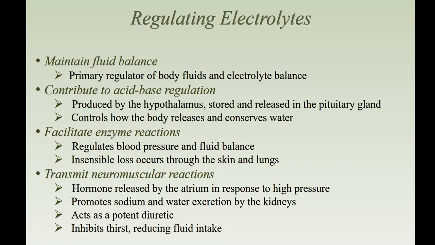Primary regulator of body and fluid electrolytes, what did I say that was? The kidneys. Contribute to acid-base regulation, and we're speaking now of the renin-angiotensin. The atrial, produced by the hypothalamus, stored and released in the pituitary. That's how the body releases ADH. Facilitate enzyme reactions. These are our acid-base regulation. This is our enzyme reactions. Our electrolytes in general regulate blood pressure and fluid balance.